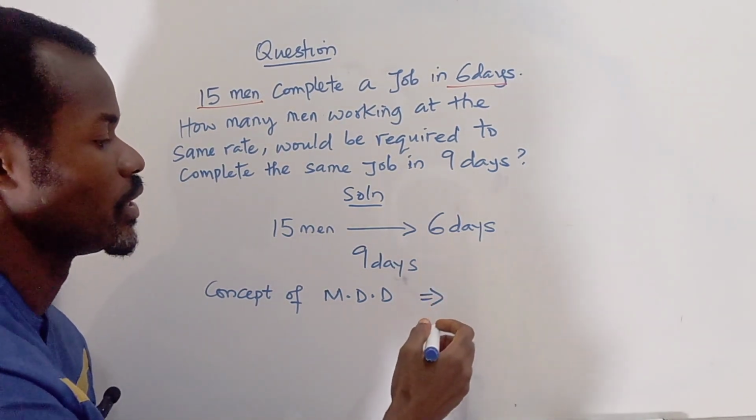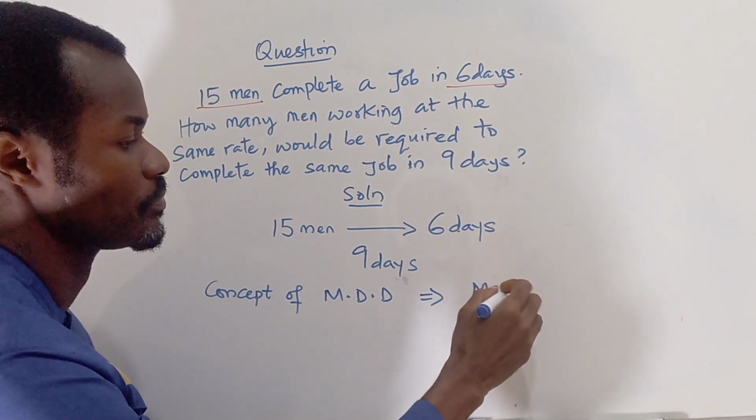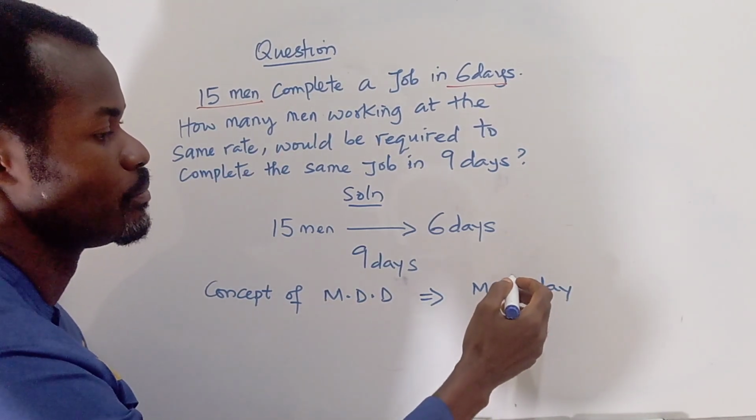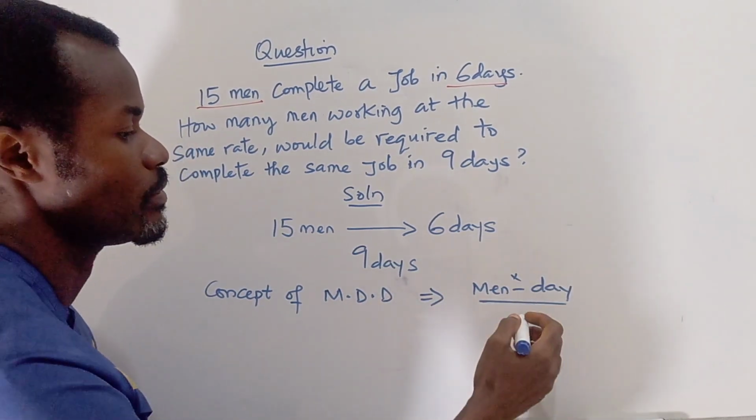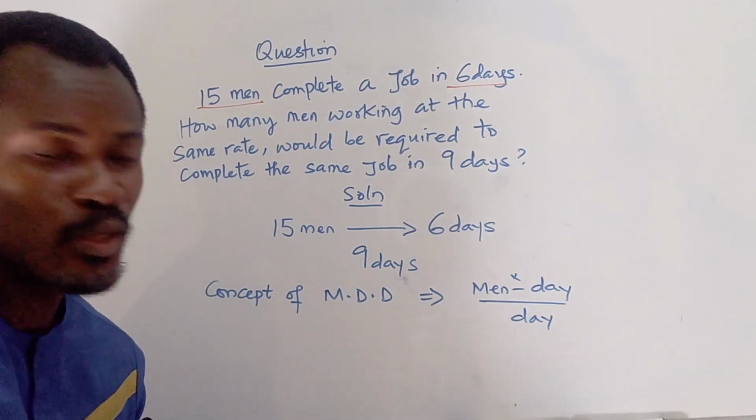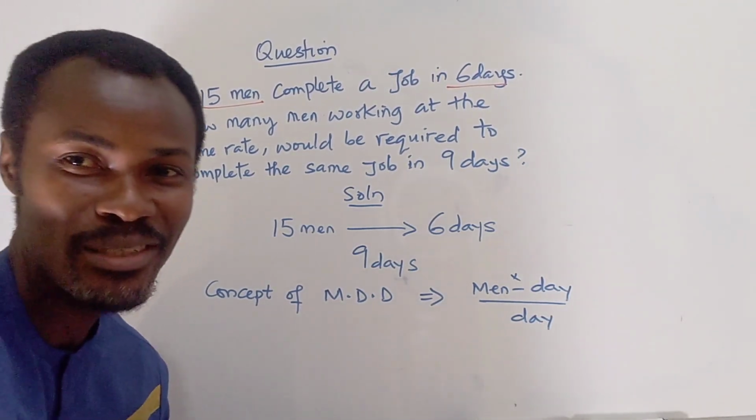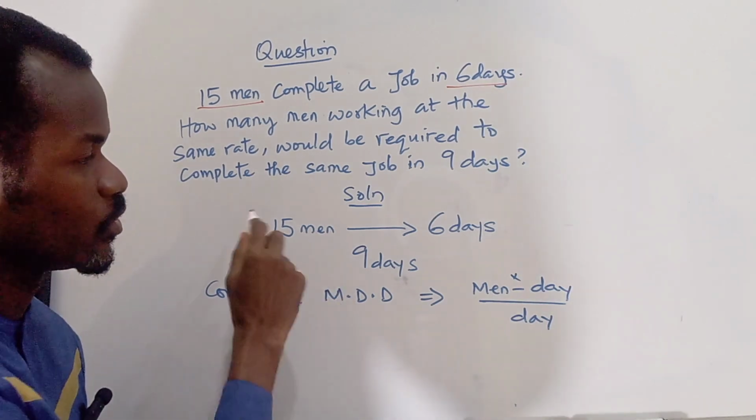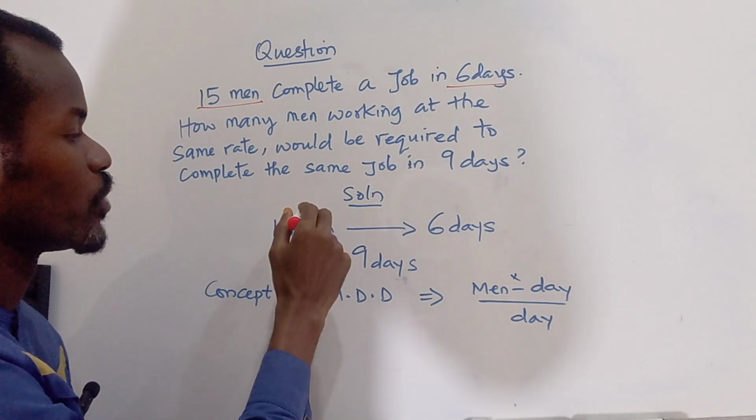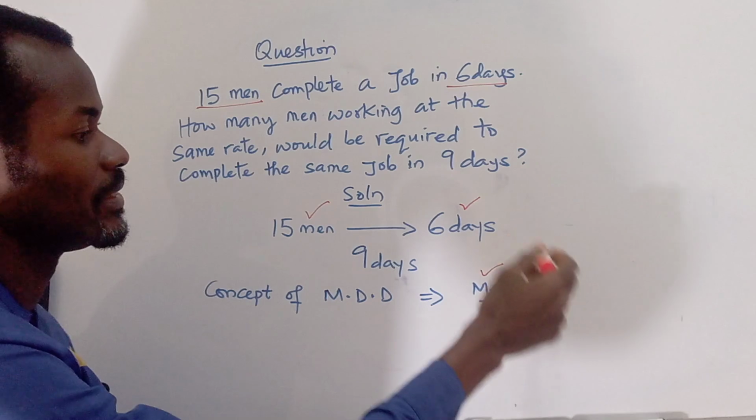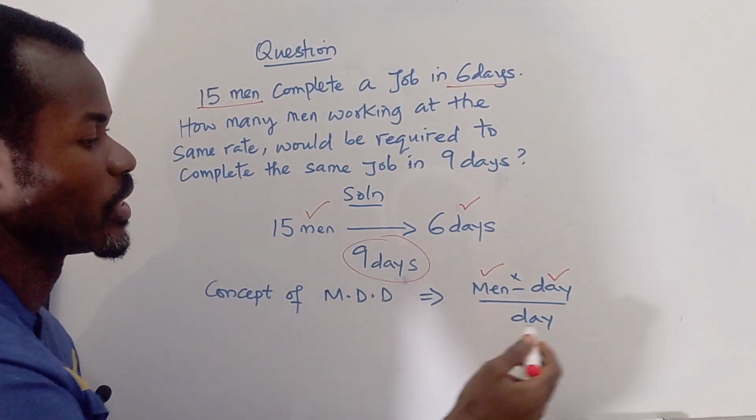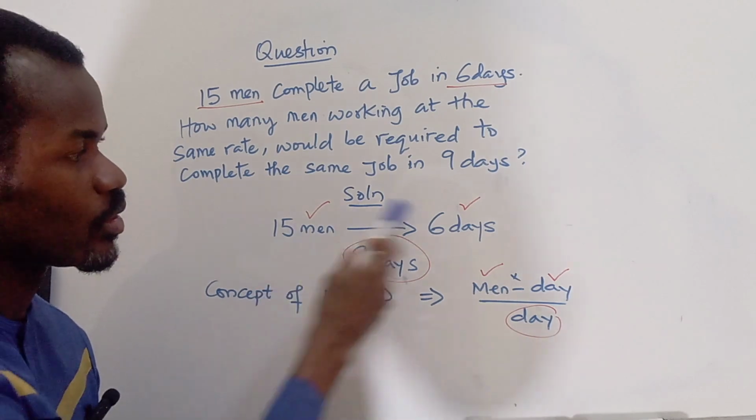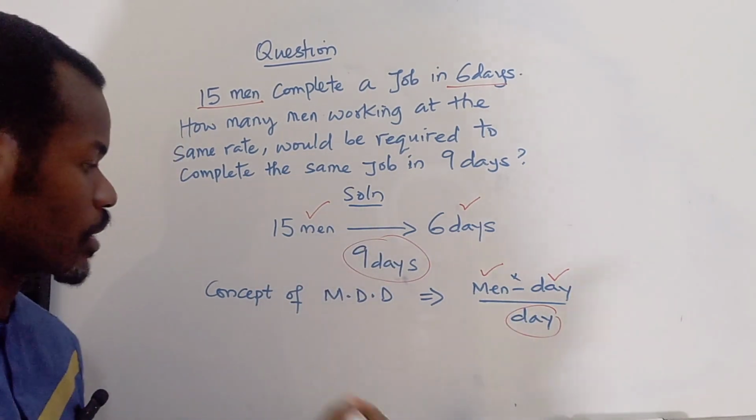To solve this, we have men day. What I mean by men day is men multiplied by day, divided by day. With this simple formula, we can solve this and arrive at our answer. Looking at the first statement, we're given men and days, and finally below, we're given day. So all we need to do is substitute all this into the formula and have our answer.